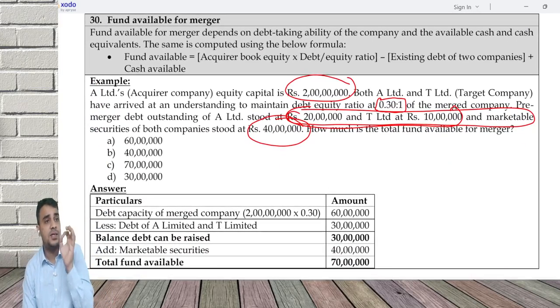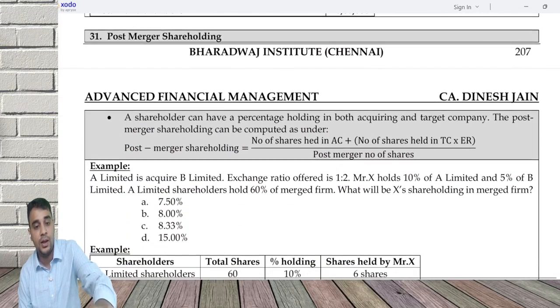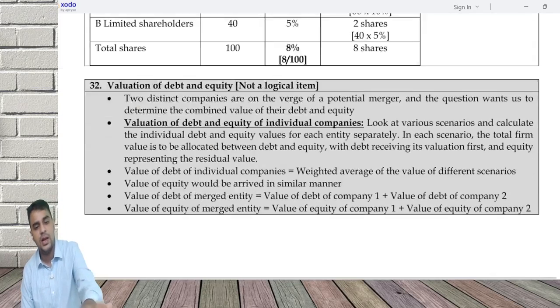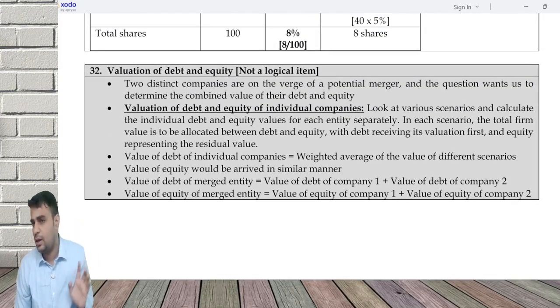Fund available for merger is nothing but how much extra borrowing you can take, which is debt equity ratio into the acquirer equity, minus debt which is already there, plus the amount of marketable security. Post-merger shareholding is again a weighted average. First company you have 4%, second company you have 2%, weighted average is 3.33%, we saw in one question. And the last part is slightly illogical, which you can manage.